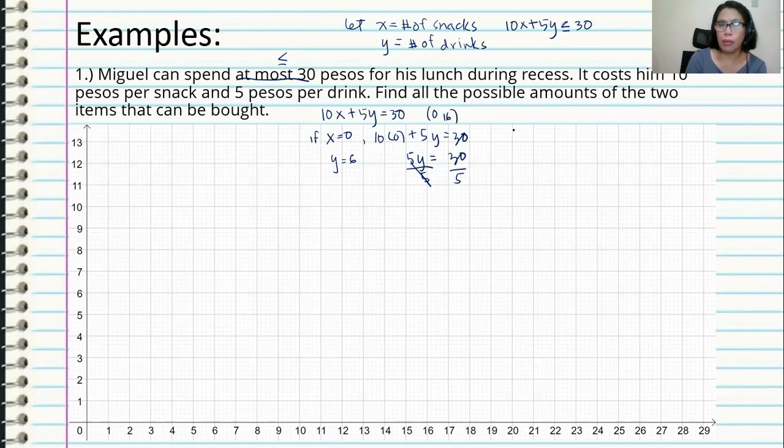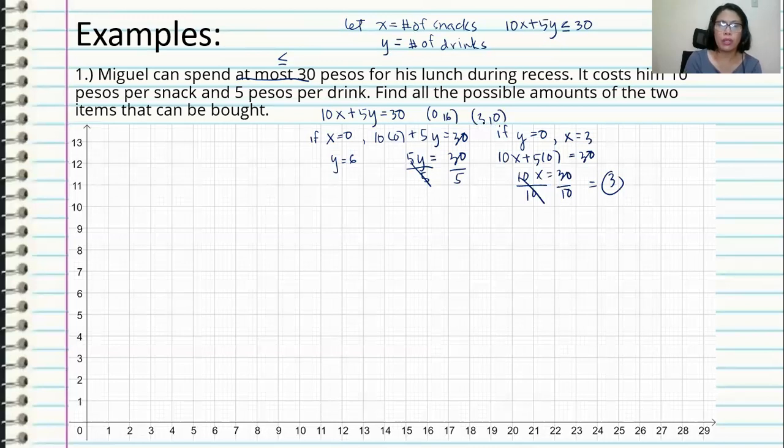And then if we will let y this time equal 0, what would be the value of x? So we will replace y with 0, so we have 10x plus 5 times 0 equals 30. So 10x equals 30. So we divide both sides by 10 to obtain the value of x. So we have x equals 3. So we already have 2 points, namely (0, 6) and (3, 0).